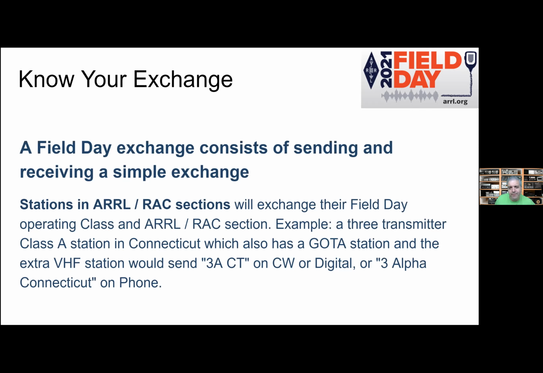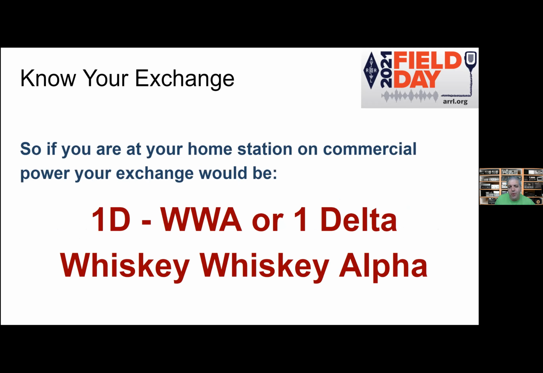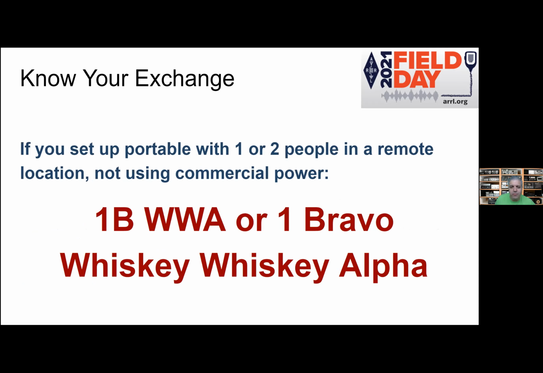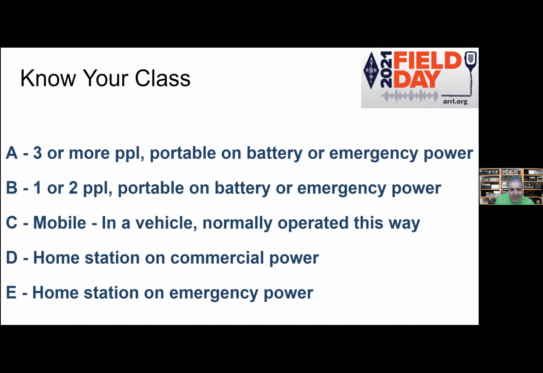Super simple. So again, if you were home on commercial power, you'd be 1 Delta Whiskey Alpha. If you were portable, not using commercial power, maybe it's just 1 or 2 people, you're a 1 Bravo. And then I don't know how that slide got in there.